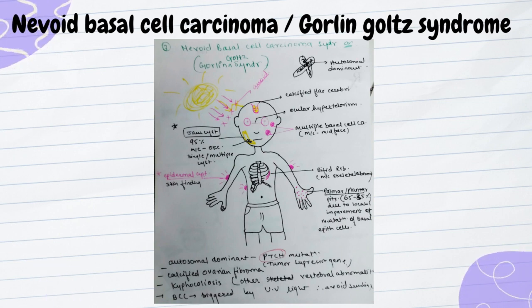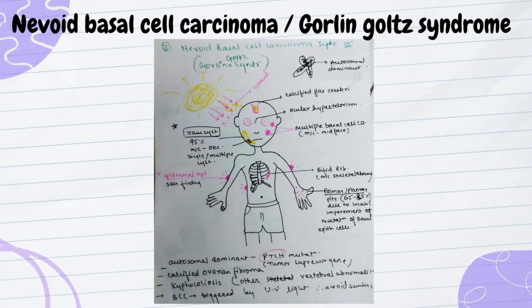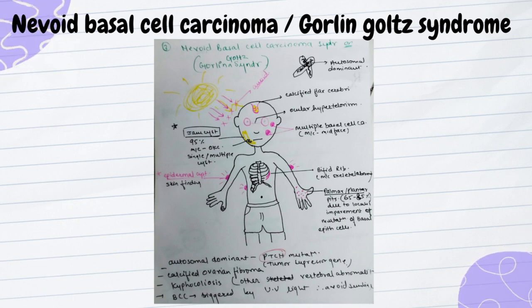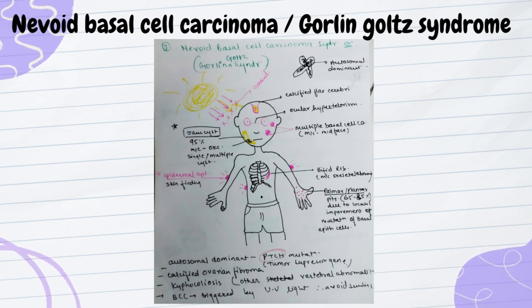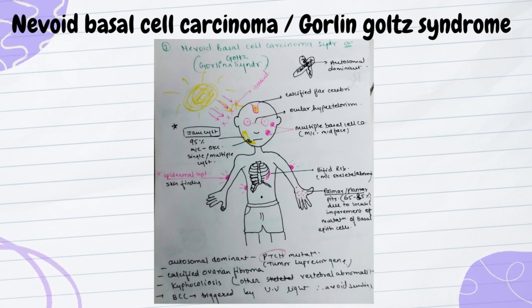Okay, so in the head he has calcified falx cerebri, and ocular hypertelorism for the eyes. Ocular hypertelorism means both eyes are placed at a distance as compared to a normal individual. On his cheeks he has multiple basal cell carcinomas, and it is the most common feature you can appreciate in nevoid basal cell carcinoma in the mid face region.